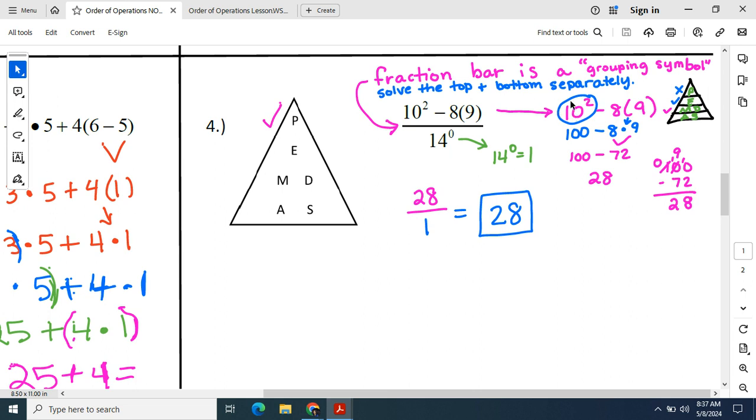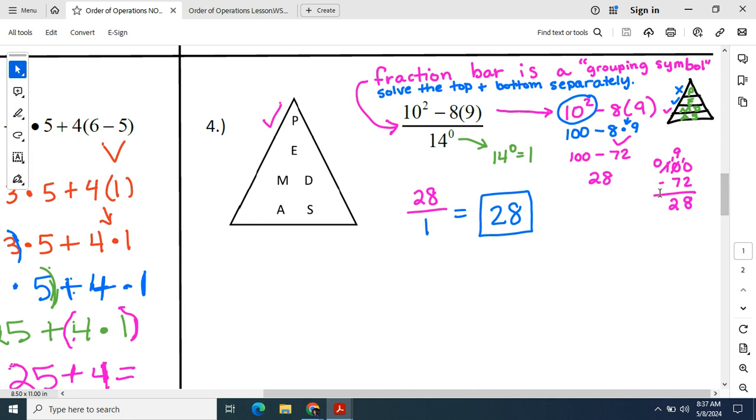10 to the second means 10 times 10, which is 100. If you remember the base 10 rules, the exponent tells how many zeros are in the answer. So 10 to the second, or 10 squared, is 100, minus 8 times 9. I did exponents. Do I see a multiplication? Yes. So I do 8 times 9 is 72, and then you just subtract 100 minus 72, and I did the work here.